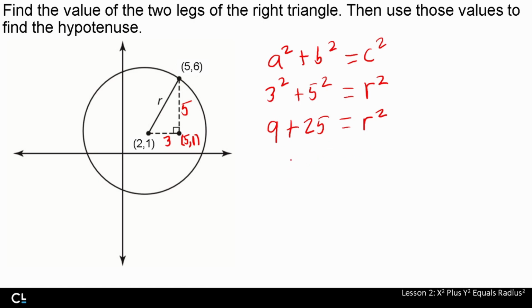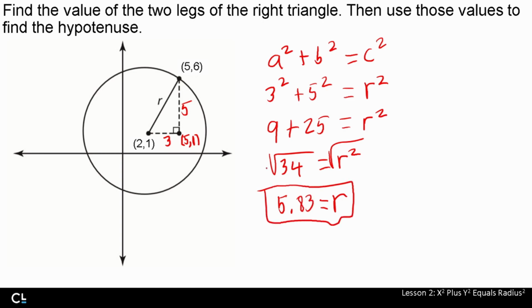9 plus 25 will give me 34 equals r squared. Take the square root of both sides, and this time we're actually going to need to use our calculator. We do the square root of 34, and it's going to give me about 5.83. So our radius here is not beautiful, right? It's not perfect. It's going to give me about 5.83. And that's where we're going to round it off. And there we go. We found our radius of this circle.